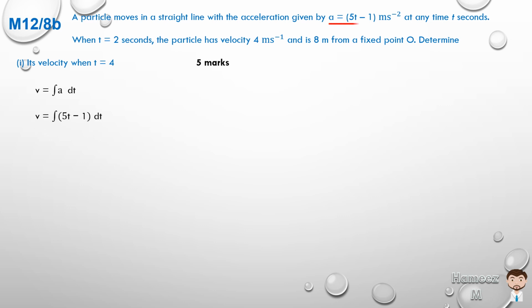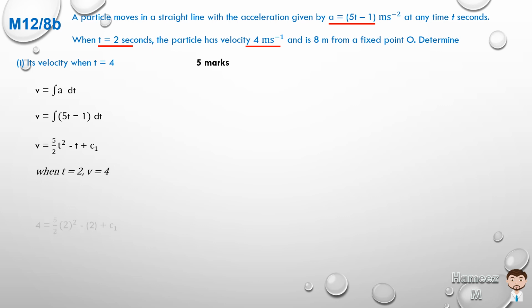And you can see this is an indefinite integral. So when we integrate, we will get c, the constant of integration, within the answer. So v is equal to 5t squared on 2 minus, when we integrate 1, it will give us minus t plus c1, the constant of integration. And we can solve for that because we know when t is equal to 2, v is equal to 4 meters per second. So if we substitute for v and t, we can find c1.